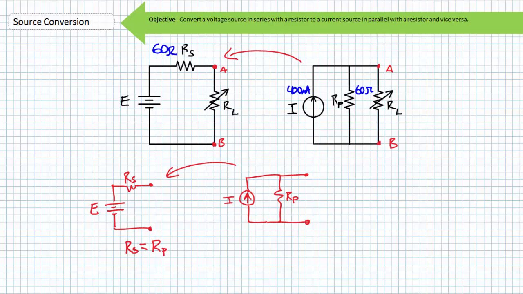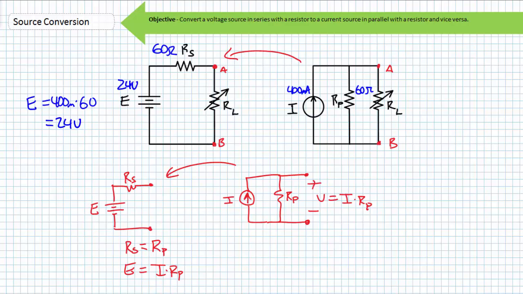Tracking so far? To determine the value of the voltage source, solve for the voltage across the resistor in parallel with the current source when isolated from the load. When isolated from the load, there is no other current path, and the current source would push all 400 milliamperes through the 60 ohm resistor and via Ohm's law induce a 24 volt drop across it. Our voltage source is therefore 24 volts.